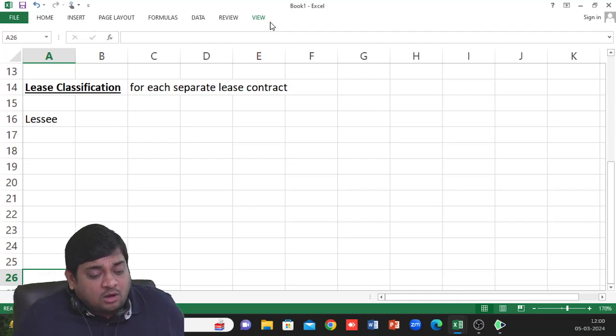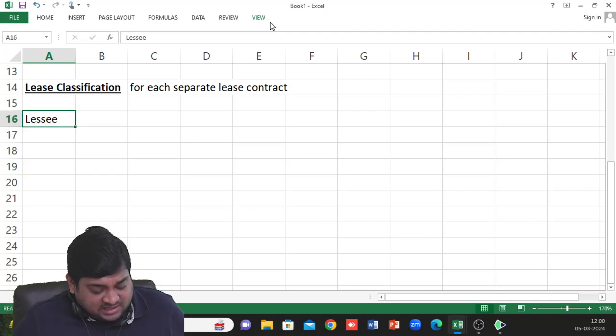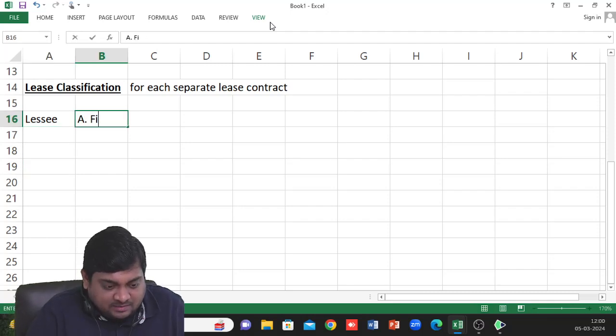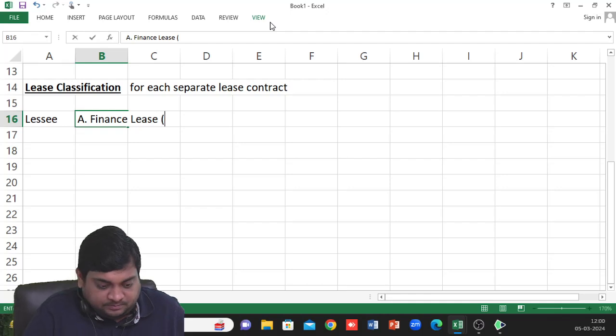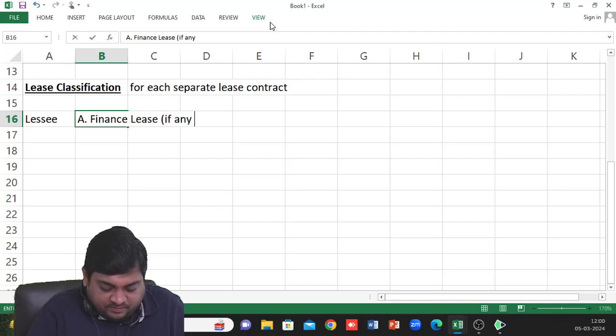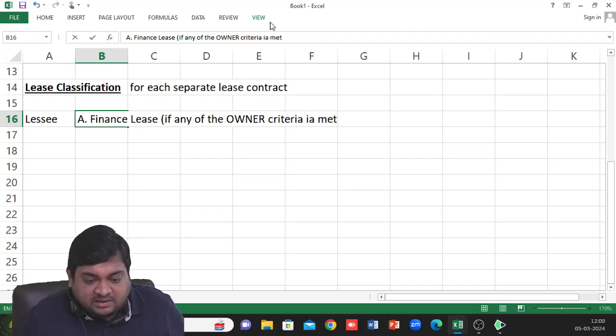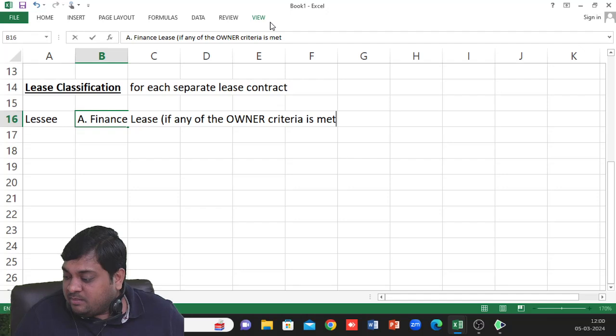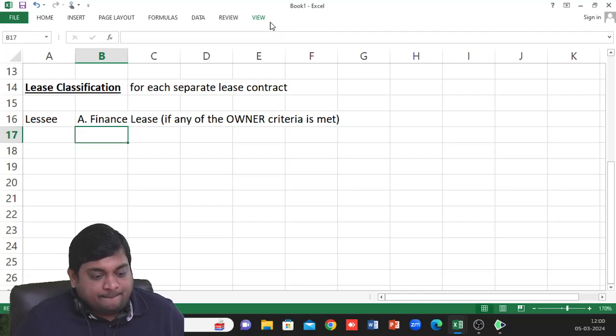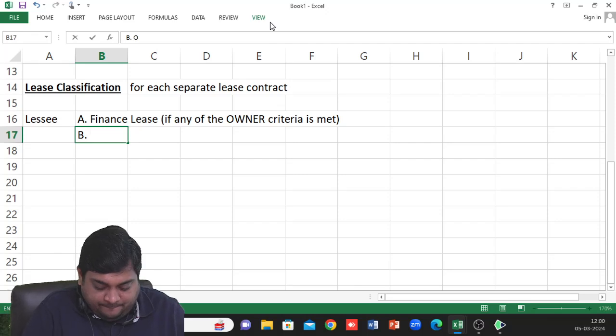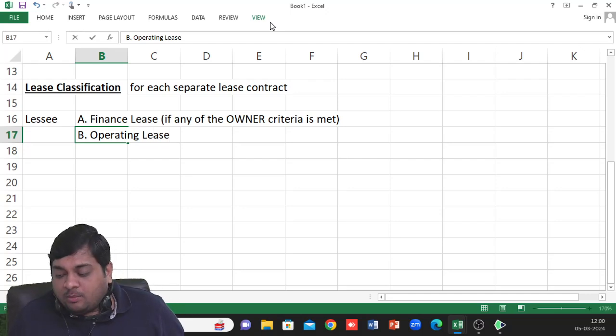Right? So if I talk about lessee, basically they have two types of lease. One is finance lease, if any of the owner criteria is met. The other is operating lease, normal rentals.